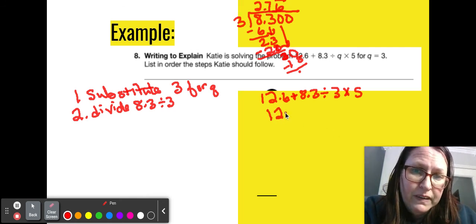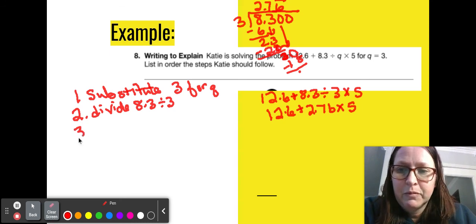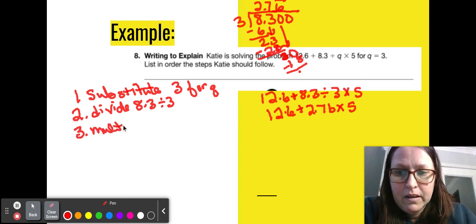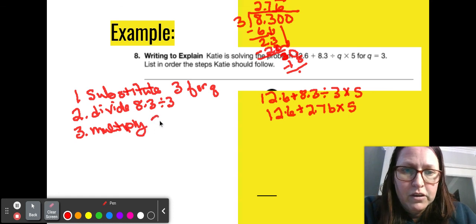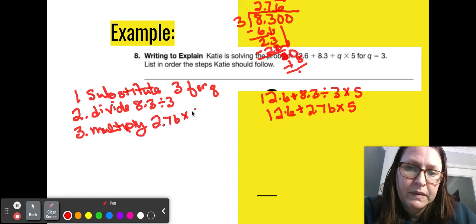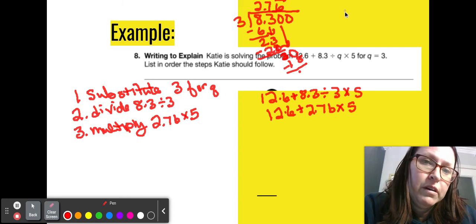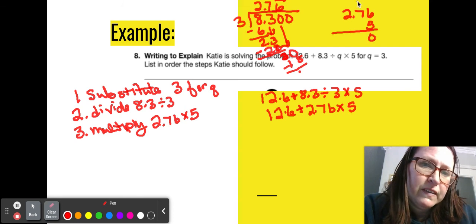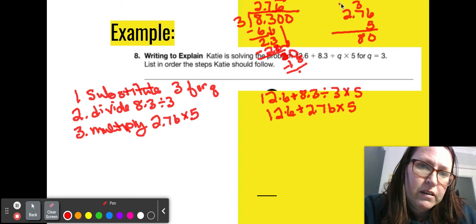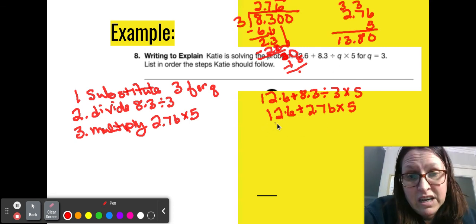So now I've got 12.6 plus 2.76 times 5. So next, step 3, I multiply. 2.76 times 5. 5 times 6 is 30. 5 times 7, 35, 38. 5 times 2 is 10, 11, 12, 13. My decimal goes over 2 places, so I've got 13.80.